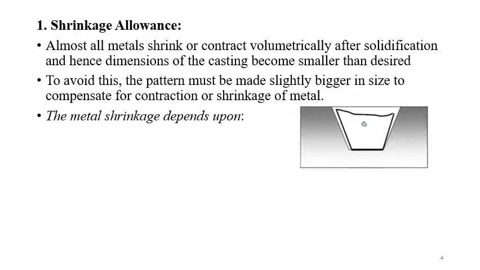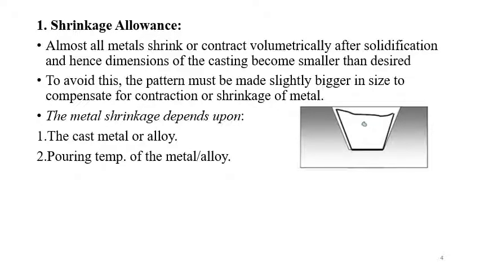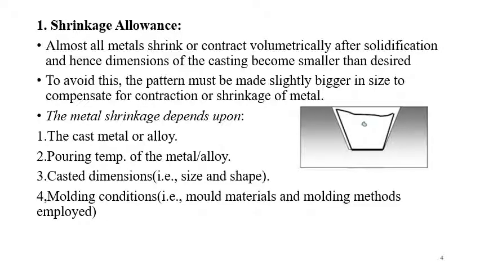The shrinkage of the metal depends upon, first, the cast metal or alloy. Second, the pouring temperature of the metal or alloy. Third, the casting dimensions, size and shape. On that basis the molten metal shrinks. And fourth, the molding conditions, that is, the mold material and molding methods employed. Mold materials means either ferrous or non-ferrous metal, and different types of molding methods are used. So it depends on that.